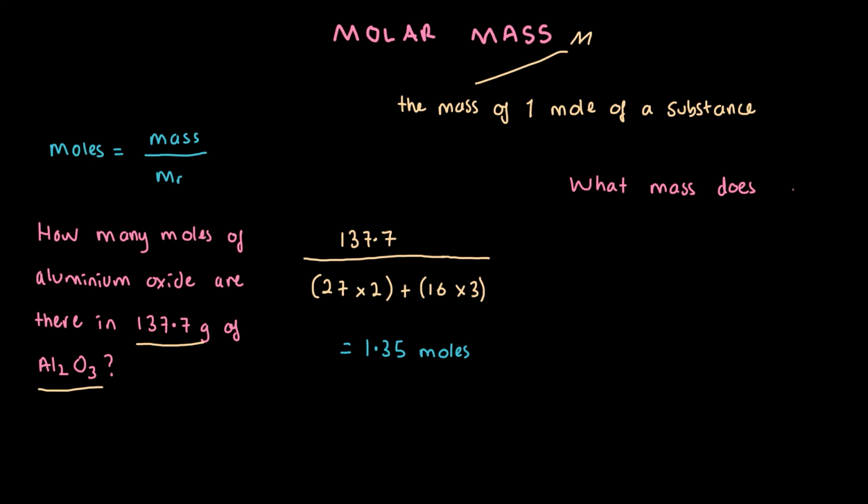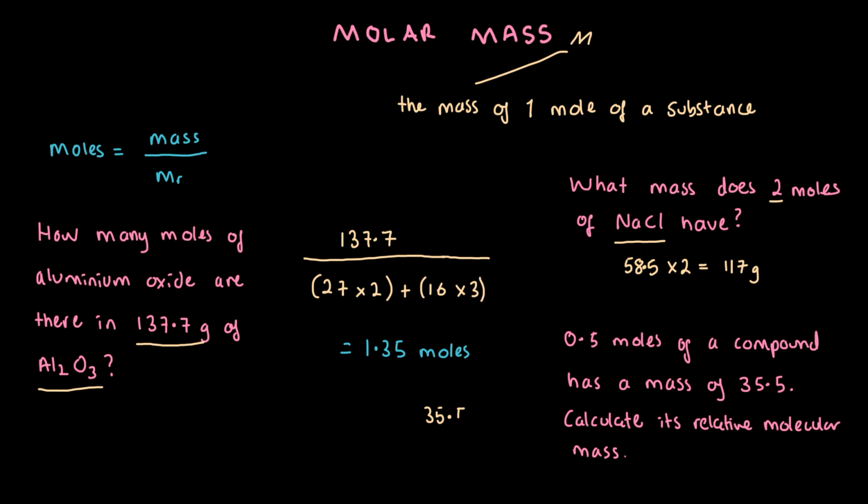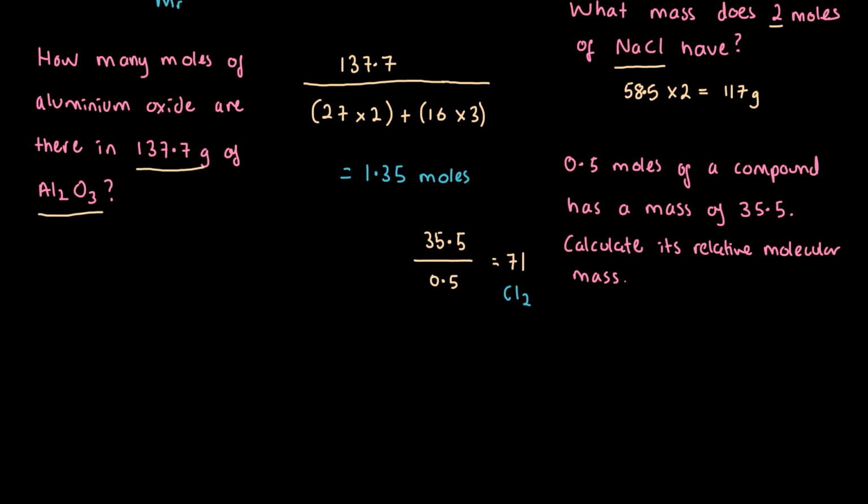What mass does 2 moles of NaCl have? Get the Mr for NaCl, which is 58.5, multiply by 2, because we have 2 moles, and the answer is 117 grams. 35.5 divided by 0.5 gives us an Mr of 71, which is probably Cl2, since chlorine has a mass of 35.5. And now let's combine both of these equations.